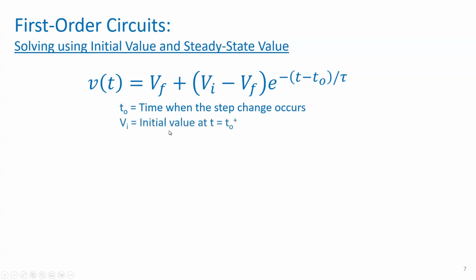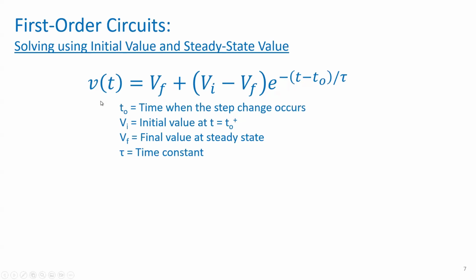V_i is the initial value. That's the value right at the start of the transient, at t equals t0 plus. So right after, let's say, a switch changes, that's the initial value. The final value is the steady state value. That's the value to which v of t converges. And then tau is the time constant that we talked about.